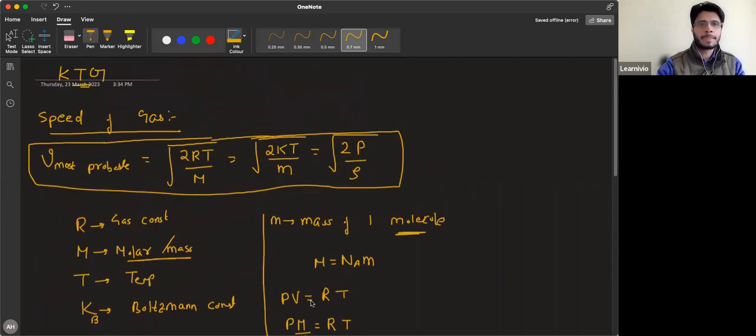Good. But then we'll do degree of freedom, and then we will see how we can connect it with the thermodynamics.